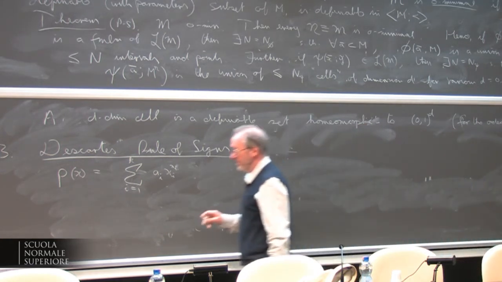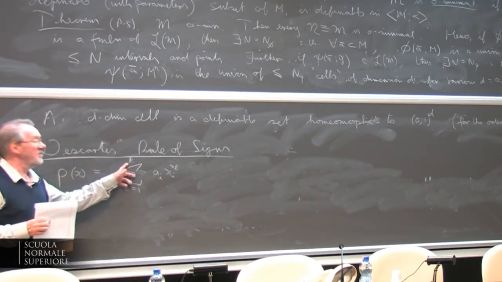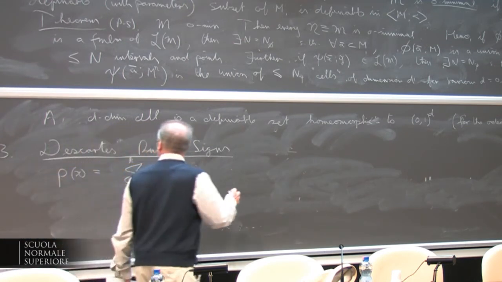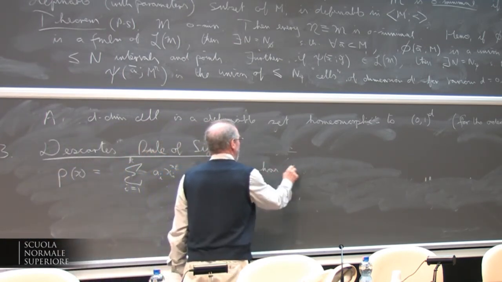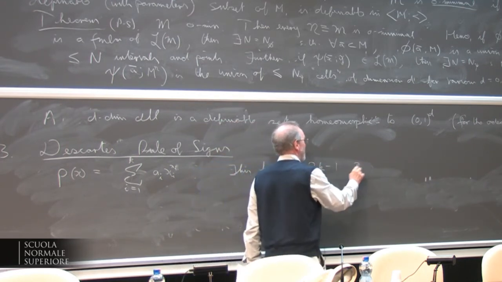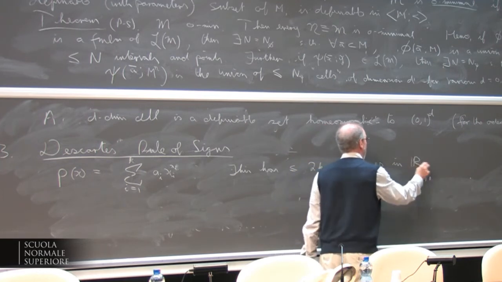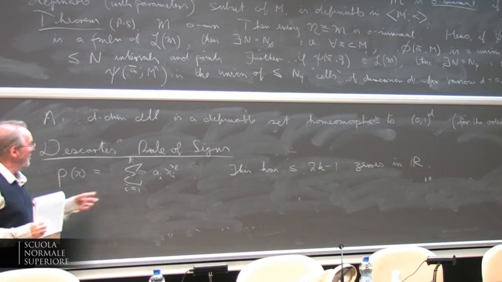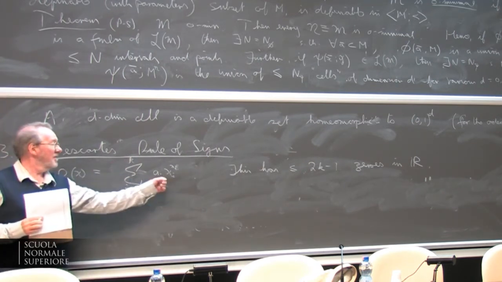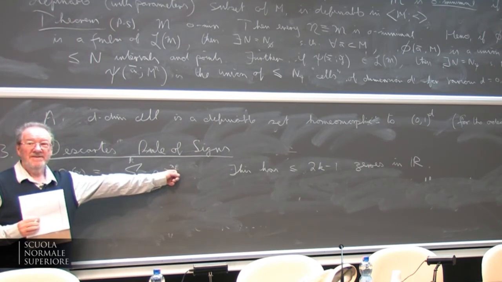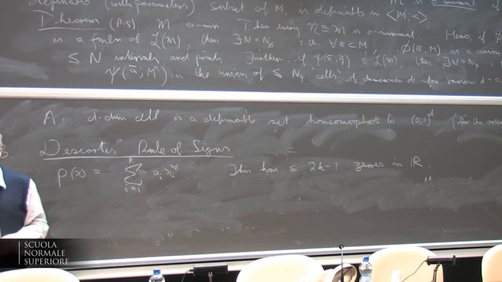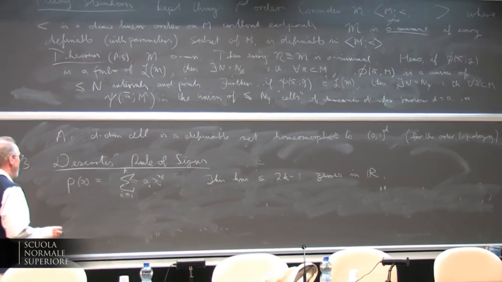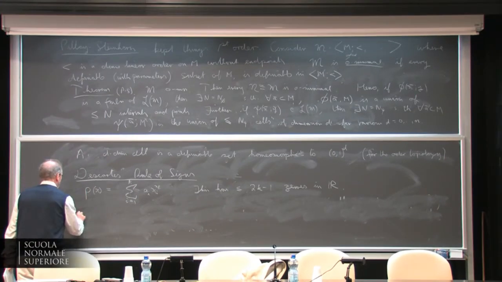As it happens, over the real numbers, it has an upper bound on the number of roots that only depends on k. That's Descartes' rule of signs. So this has less than or equal to, I think it's 2k minus 1 zeros in R. So the number of roots only depends on the number of summands, not on the degree. That's the rule. And that's quite easy to prove using the mean value theorem or Rolle's theorem. So you might like to try and prove that. So that's an old theorem, but certainly Descartes doesn't approach the problem of more variables.